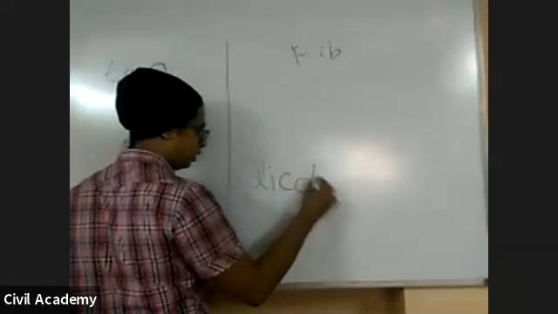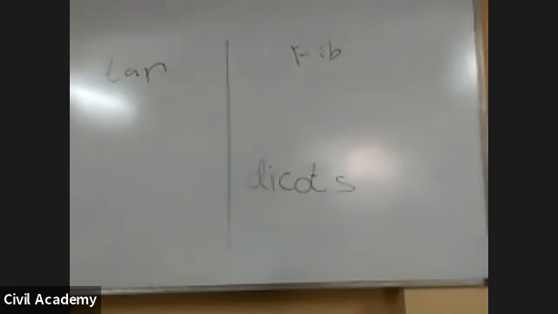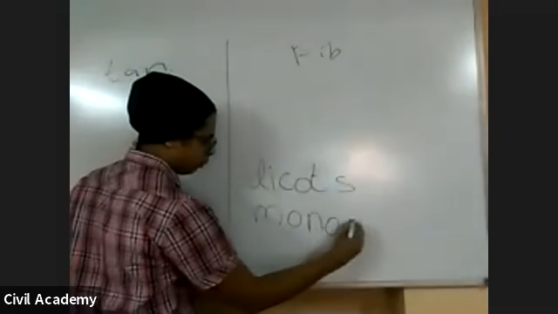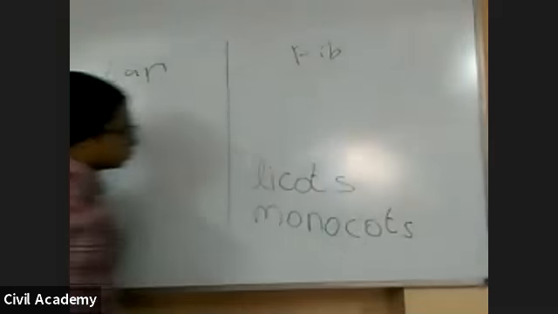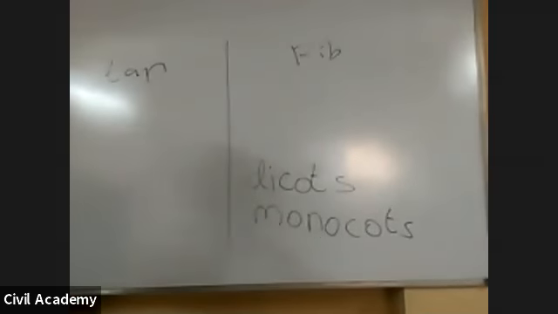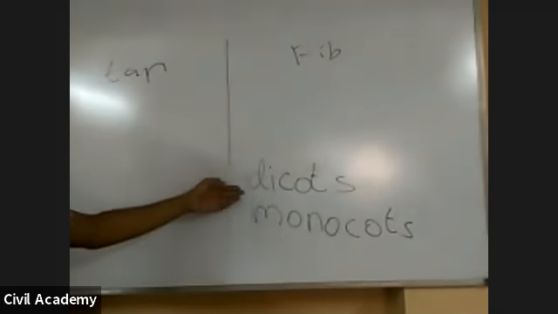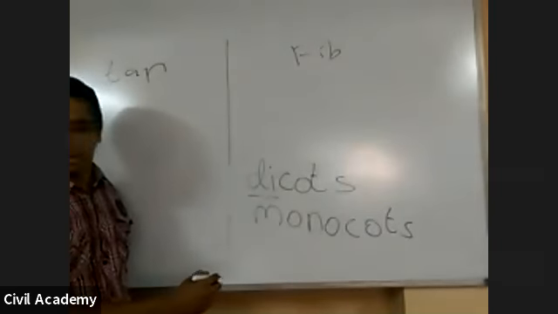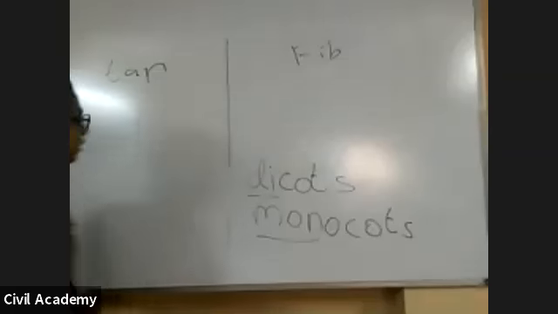Taproots will develop into dicots, and fibrous roots will develop into monocots. So any idea of what is dicot and monocot?